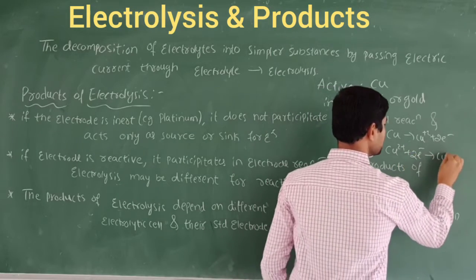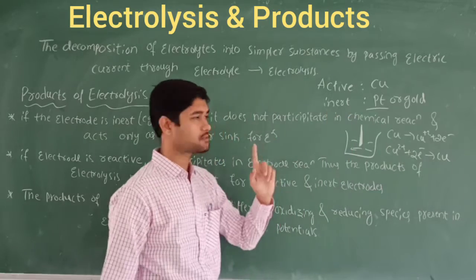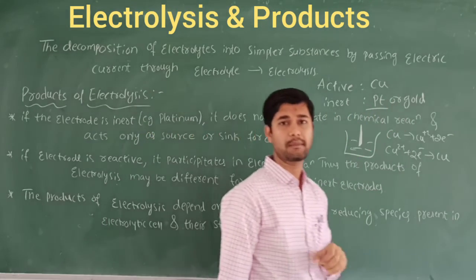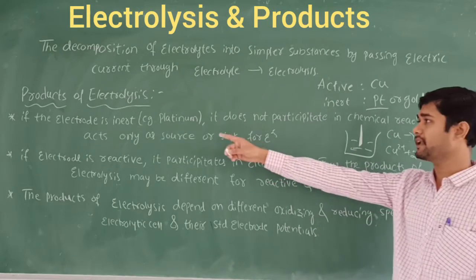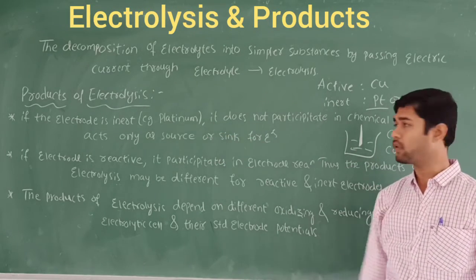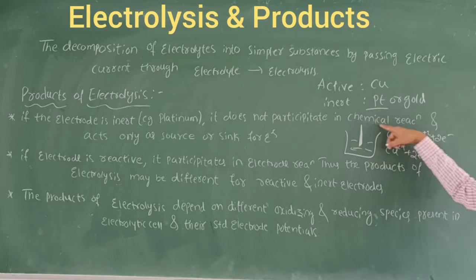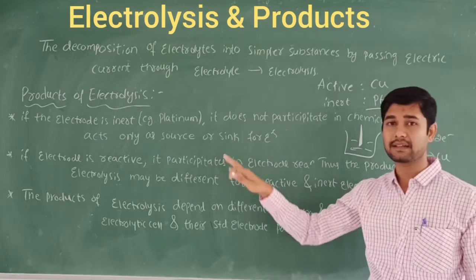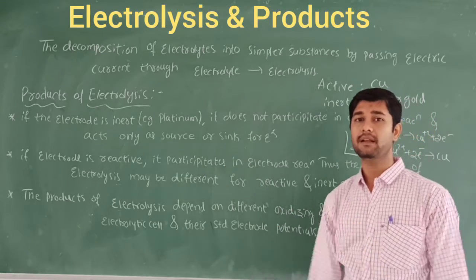So like this, they are going to be involved in the chemical reactions. But what about platinum or gold? These are not going to participate in the chemical reaction. If the electrode is inert, like platinum or gold, it does not participate in the chemical reaction. It acts only as a source to make several reactions.